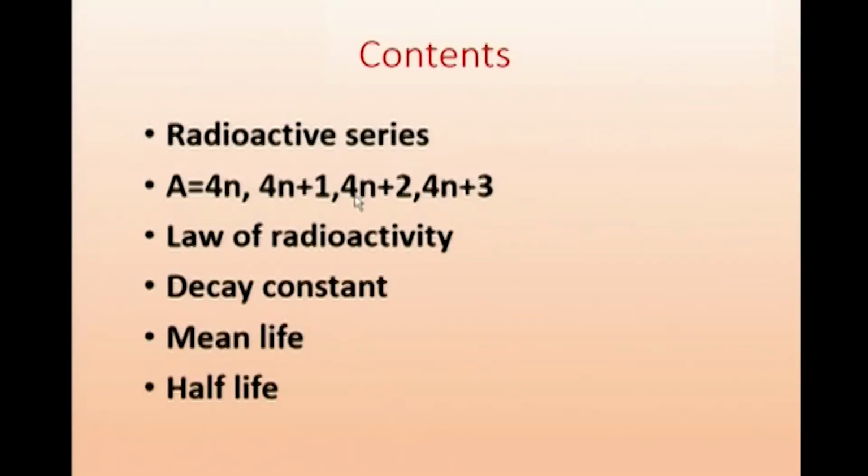So, we shall continue with nuclear and particle physics. We will be discussing the radioactive series. We already started on that, and the naturally occurring radioactive series fall under the categories A equal to 4n, 4n plus 1, 4n plus 2, 4n plus 3. We had just started discussing 4n. We will continue with 4n plus 1 and the other series, and we will be discussing the laws of radioactivity, and we derive an expression for the decay constant, mean life, and half life.